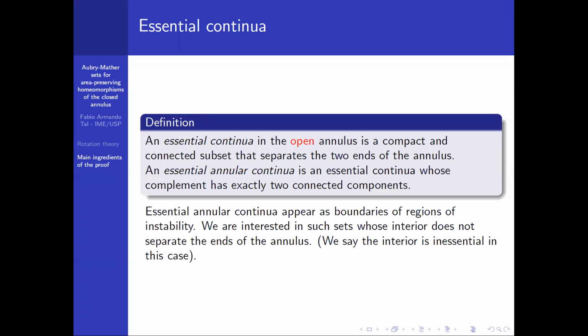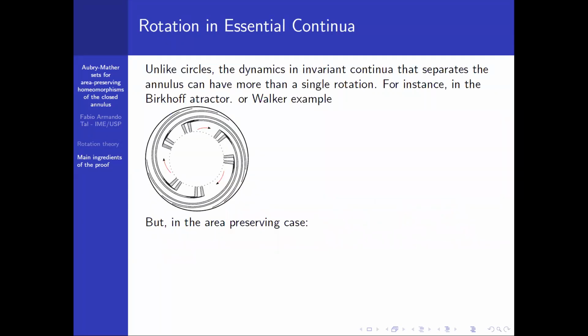So, as I was saying, essential annular continua appear as boundaries of regions of instability. And we are especially interested in things whose interior does not separate the annulus. I don't want a fake essential continuum. You could have some sub-annulus as an essential annular continuum. I want things where, if you just look at the interior, you can connect from down to up. Let me just show one example.